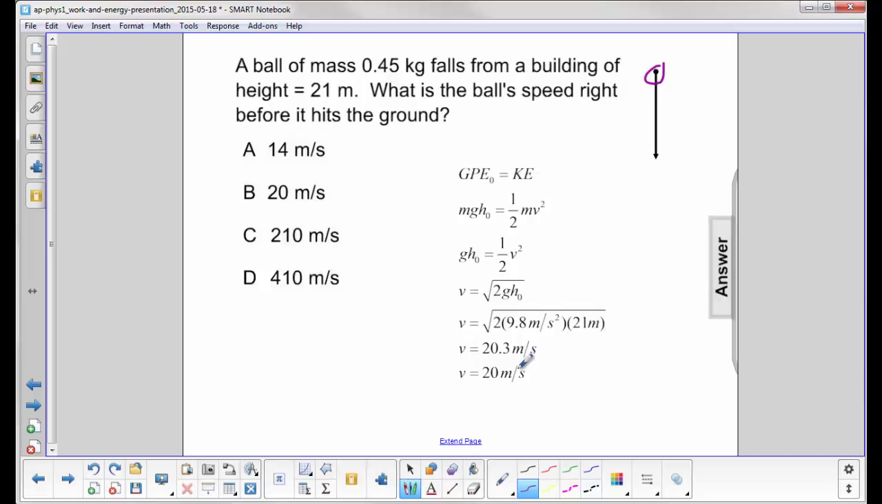Now, why did we change that to 20? Well, let's look up here. 2 sig figs here, you have 2 digits after the decimal. 2 sig figs here, so your answer can only have 2 significant figures.